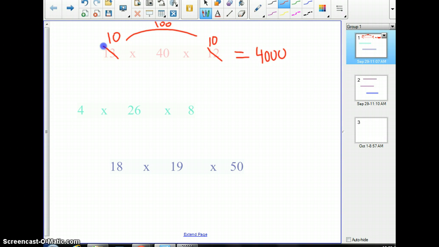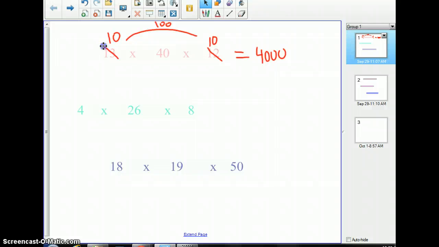4,000. Correct. Check your answer with Kaden's. You may have chunked numbers differently. Maybe you chose the 40 and the 10 together. You're still going to get the same answer.